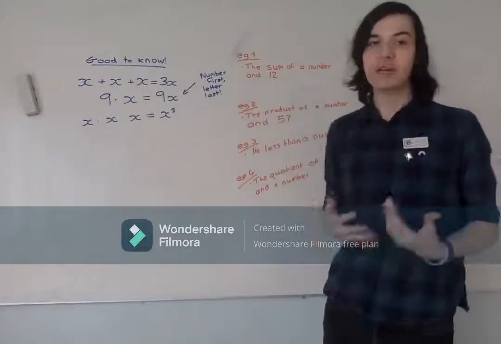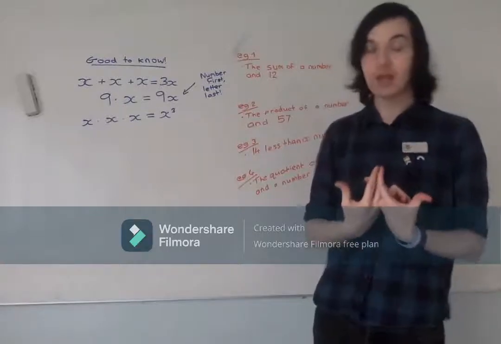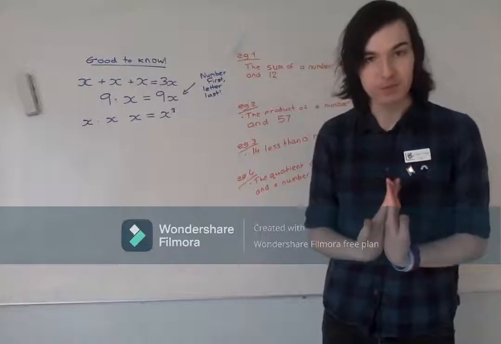Also, another rule here, if we are multiplying a number and an unknown, otherwise known as a variable, we can just get rid of the multiplication symbol between the two.